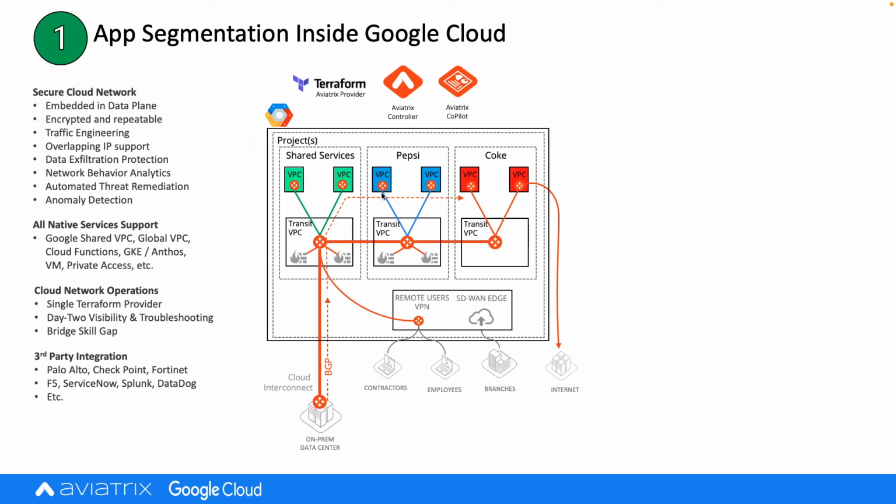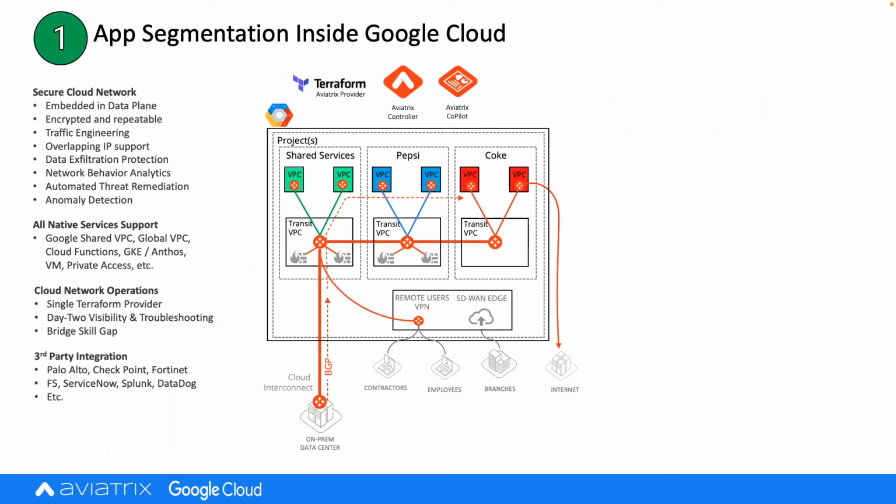So with the Aviatrix platform, they can easily create a policy so that these two Pepsi and Coke workloads are not talking to each other. But if they need to connect to some shared services, again, you can define the policy for them to talk to the shared services, but not to each other. So that's just one level of segmentation that we can provide for the Google Cloud customers. But if you look at the feature set that we are delivering through this Aviatrix platform, it's a lot, basically.